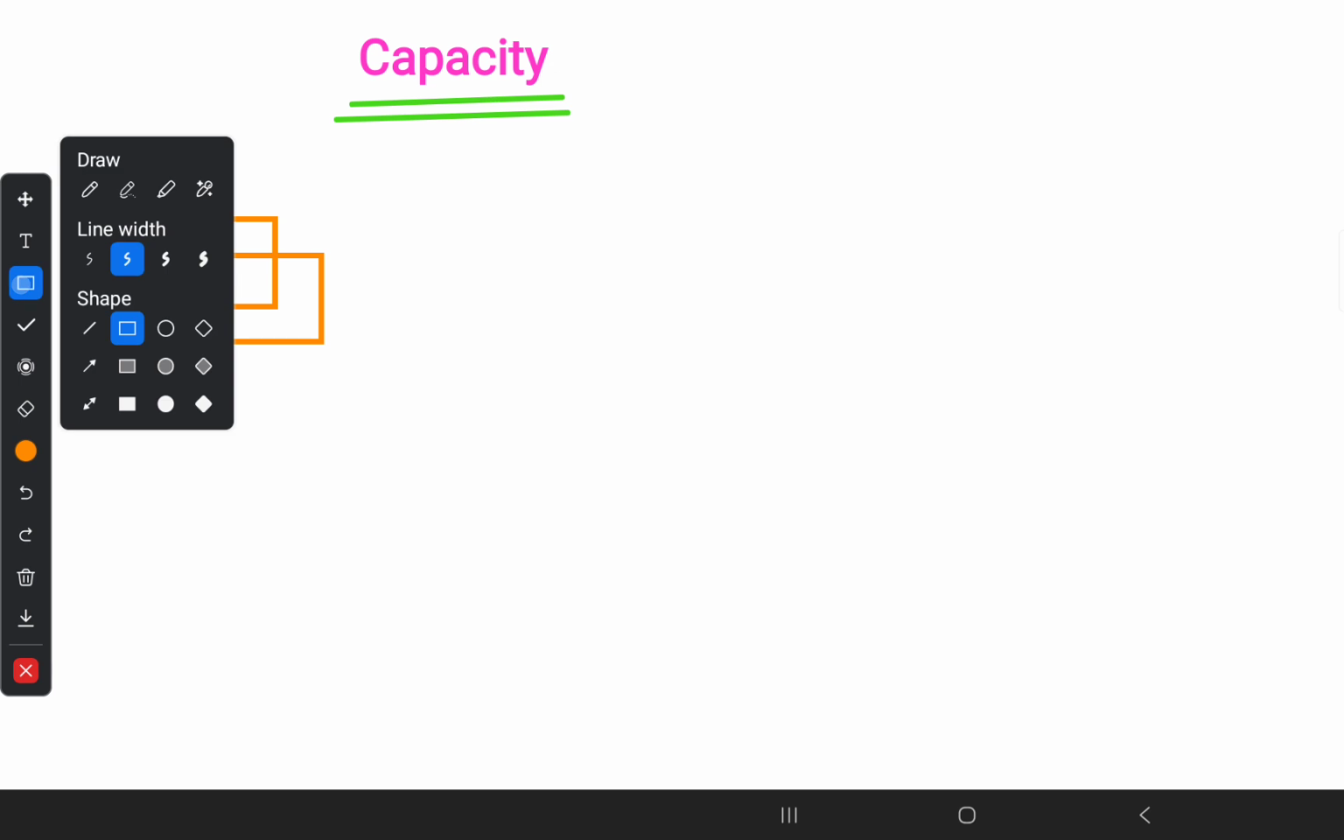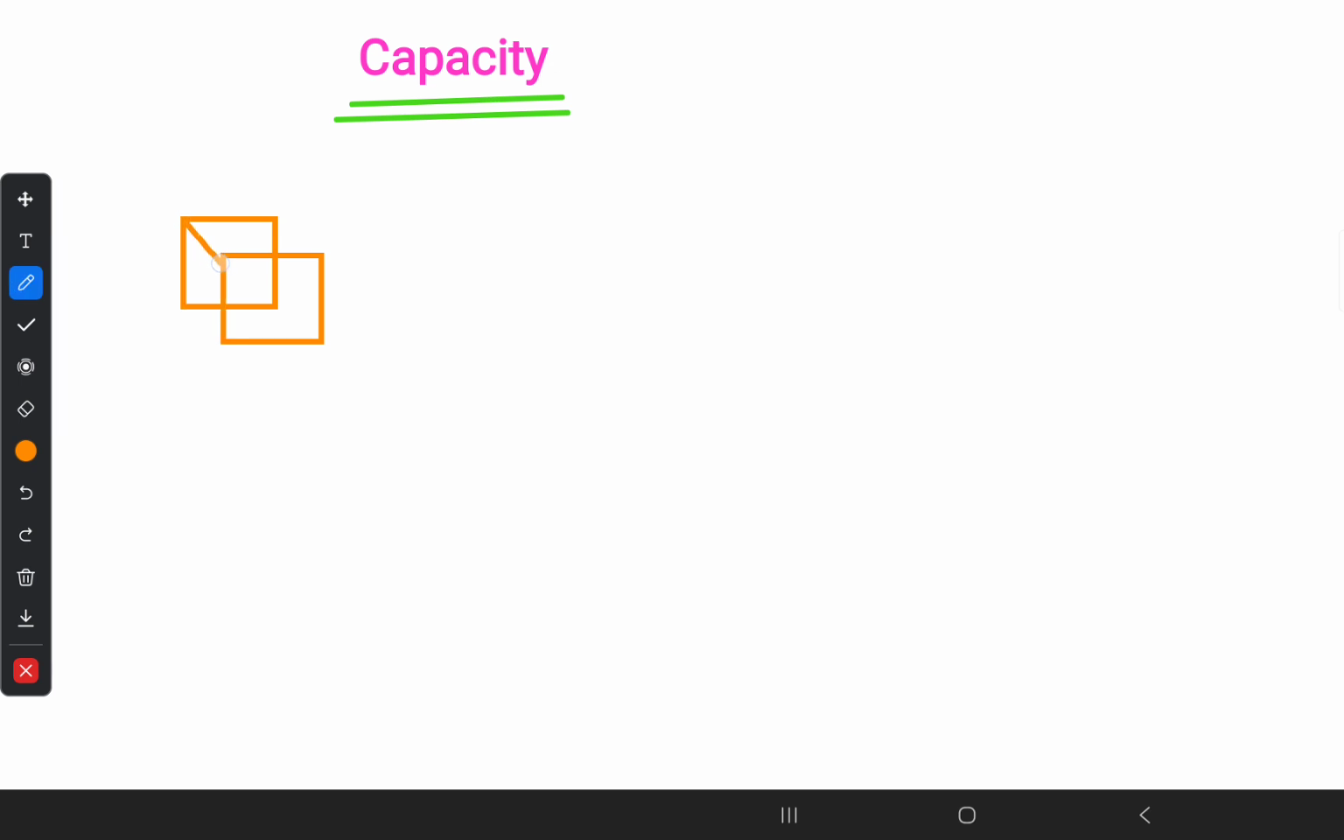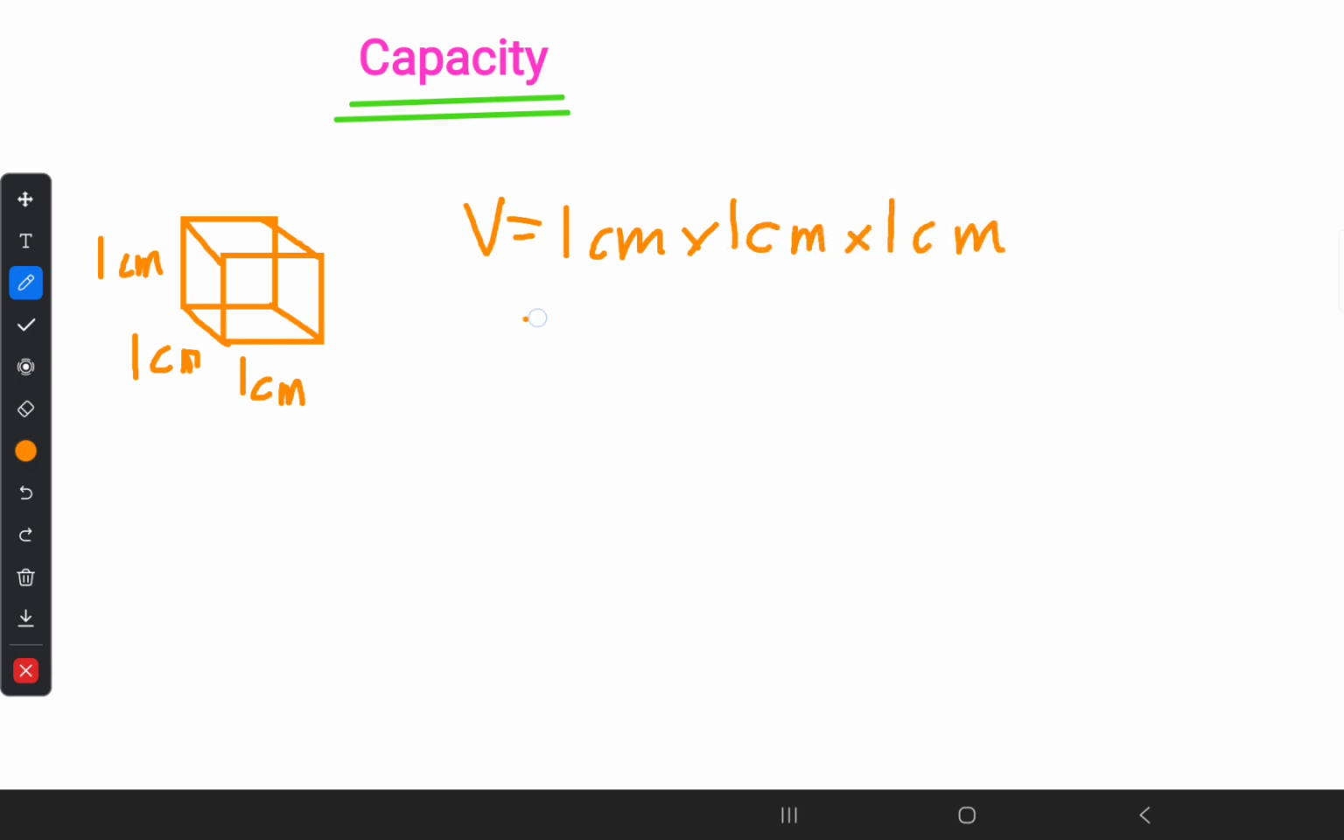We have a small cube like this. This cube is 1 centimeter, that means 1 centimeter length, 1 centimeter width, and 1 centimeter of height. So what would be the volume of this particular cube? 1 centimeter into 1 centimeter into 1 centimeter. It would be 1 cubic centimeter. That is the volume. So there is an experiment in your mathematics lab.